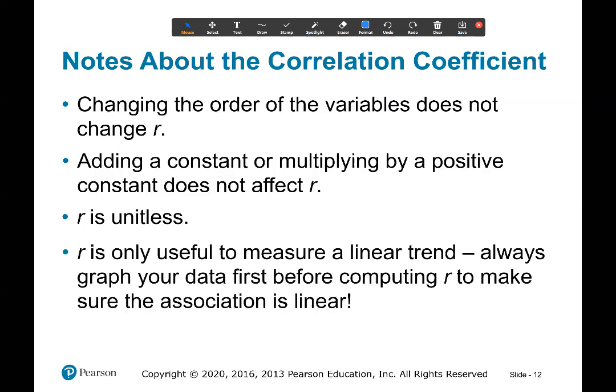R is only useful to measure a linear change, and always graph your data first before computing R to make sure the association is linear. When you graph the data first, you'll see whether the change is negative or positive, and whether R is going to be close to 0, or close to -1 or +1. You first graph the data, and then you compute R to make sure the association is linear.